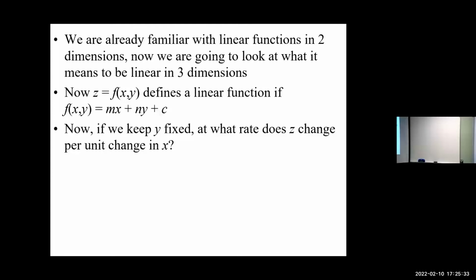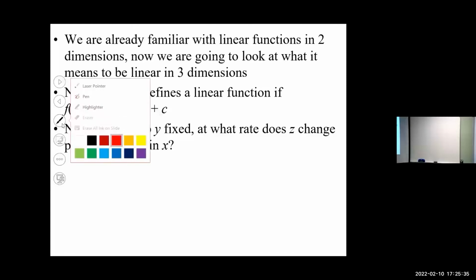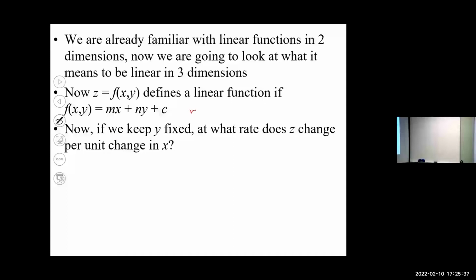So m gives the change in z value with respect to a change in x holding y constant. And n is the change in z value with respect to a change in y holding x constant.